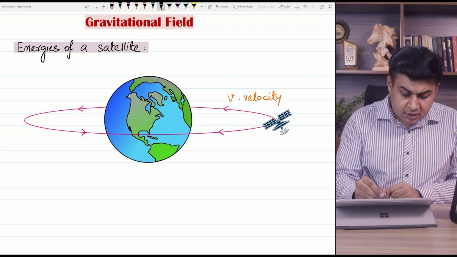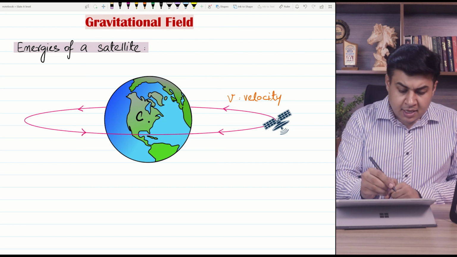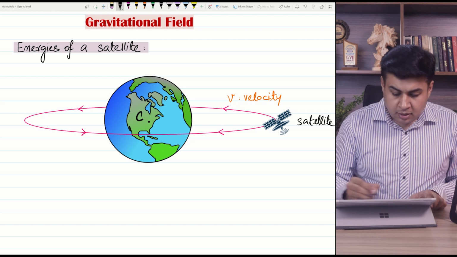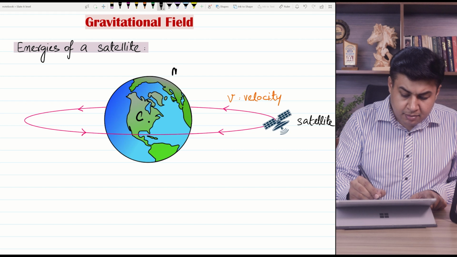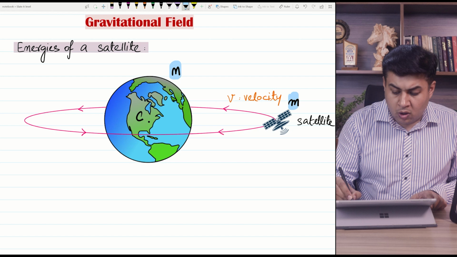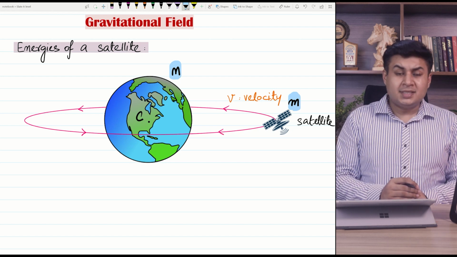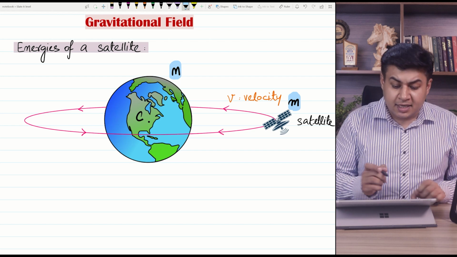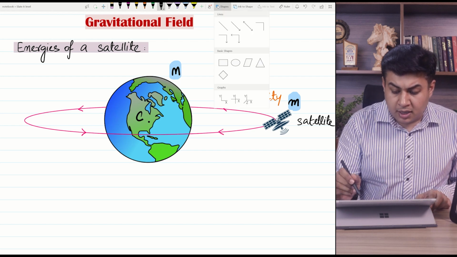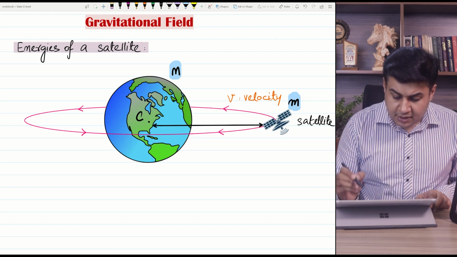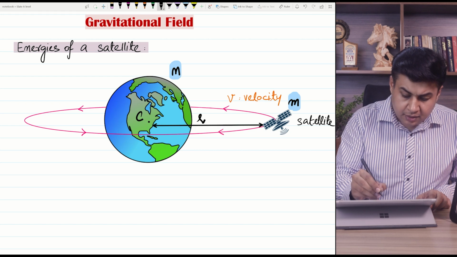This is center of Earth, right? Okay, there is a satellite here. This is a satellite. Mass of Earth is represented by symbol capital M and mass of satellite is represented by symbol small m. This is mass of Earth and this is mass of satellite, right? Now these satellites are orbiting Earth in their specified radius, and that is orbital radius. And orbital radius is from the center of Earth to the center of satellite. This is orbital radius r.